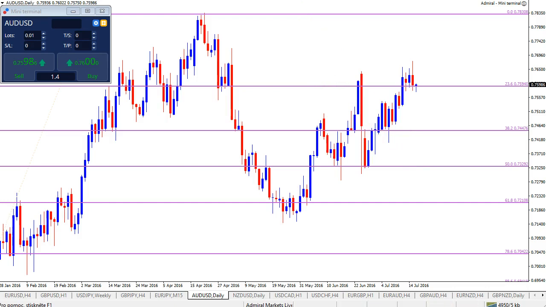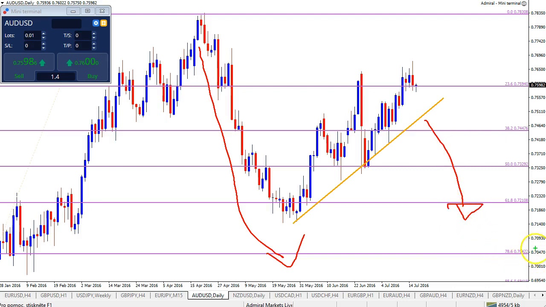If it doesn't respect those retracement levels, basically, and breaks this support trend line, then this could be a bigger correction. We already saw momentum here. In that case, price could be falling towards the next level at 70.40.